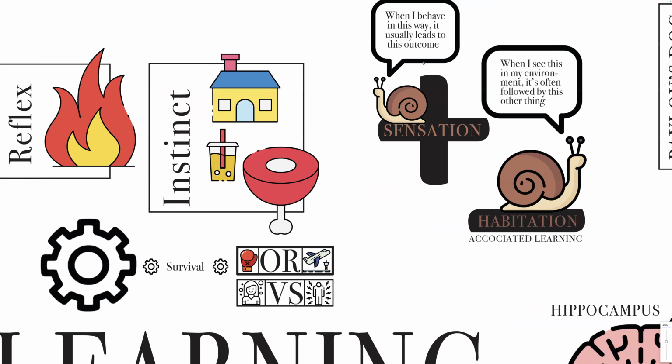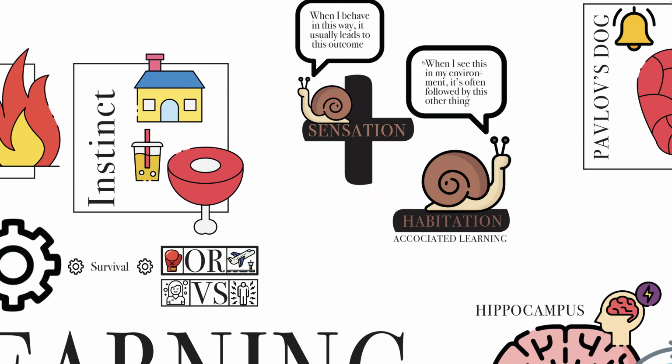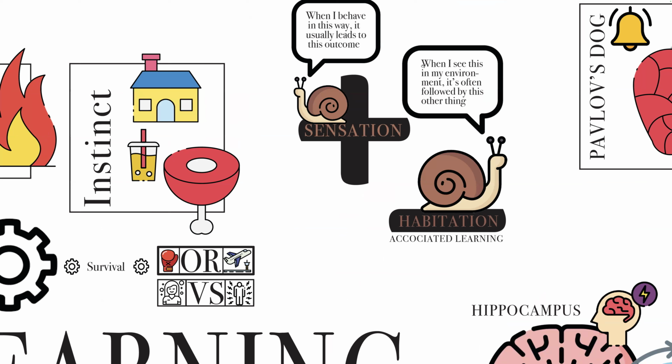Another way in which we learn is through habituation, so habitual exposure to stimuli. And this was made famous by Eric Kandel's snail observations. So the snail gills are a vulnerable place on the body. Kandel would poke them and they would retract in a natural reflex.